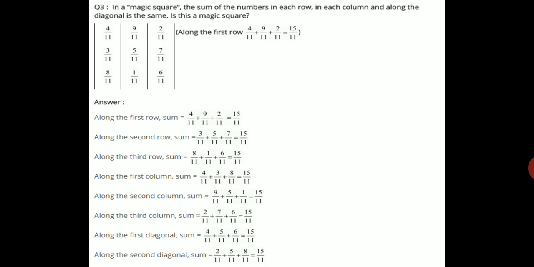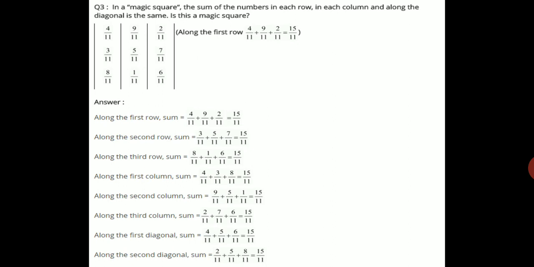Now the rows, you can see the first row. The first fraction is 4 by 11, the next fraction is 9 by 11 and the next fraction is 2 by 11. You can see all denominators are the same, so this calculation will be very easy for us. So 4 by 11 plus 9 by 11 plus 2 by 11. You can see 4 plus 9, 13, 13 plus 2, 15. 15 by 11 is the answer of this.